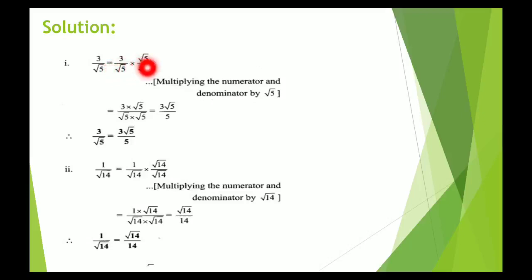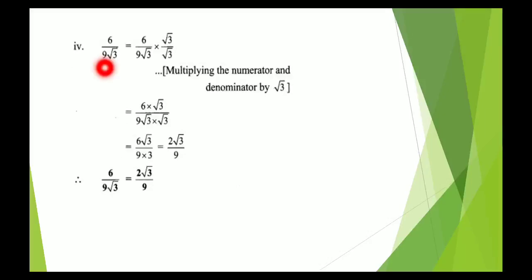Now 3 multiply root 5 will become 3 root 5. Root 5 multiply root 5, we will get 5. The answer is 3 root 5 upon 5. Now question number 2. 1 upon root 14. What will be the first step? The first step is to multiply the numerator and denominator by root 14. So 1 multiply root 14 is root 14. Root 14 multiply root 14 will become 14. The answer is root 14 upon 14.